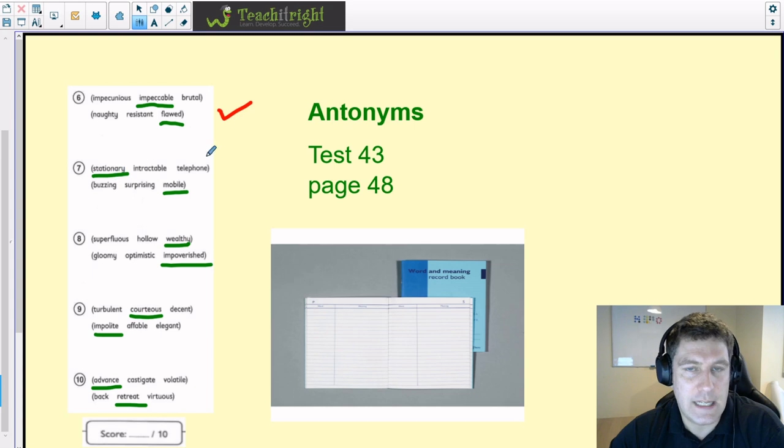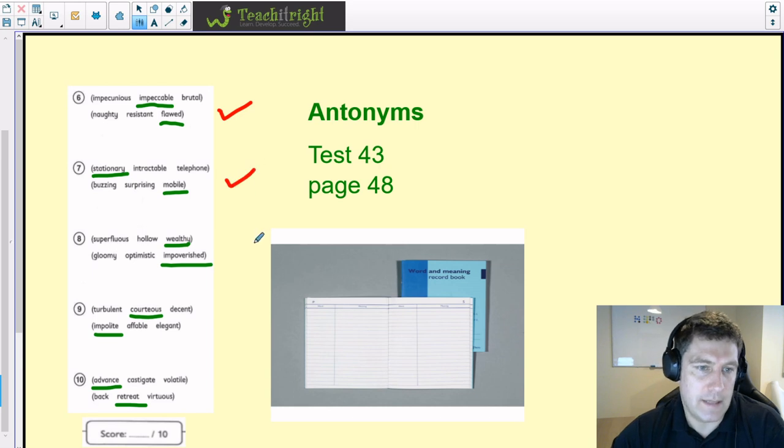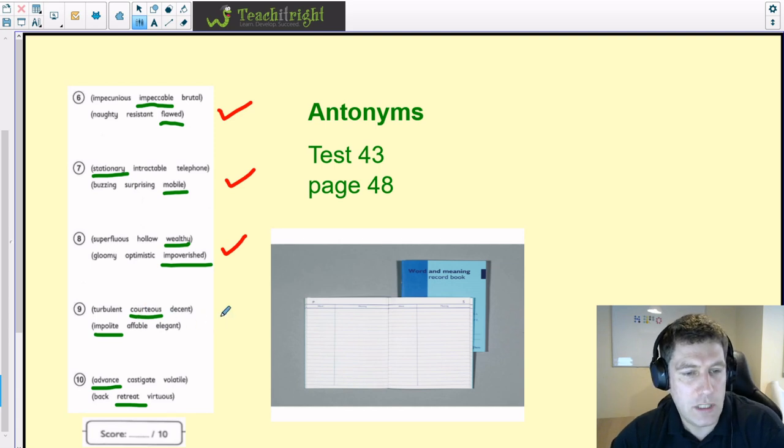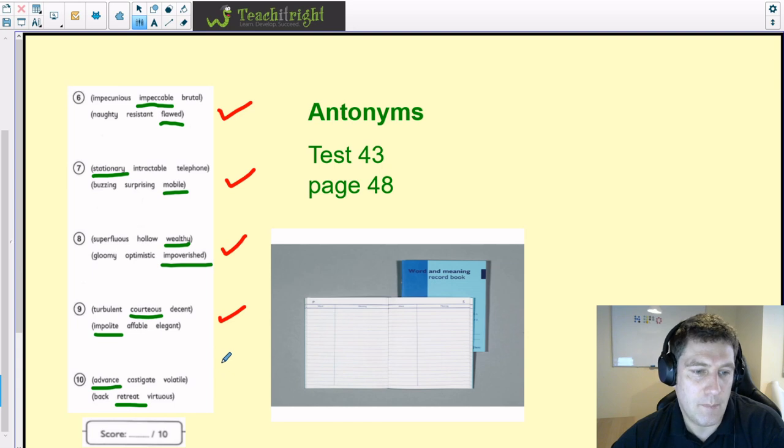Stationary. Don't be confused with stationery as in pen and pencil. That, of course, would need an E, E-R-Y, whereas this is A-R-Y. Stationary meaning to stay still. And then we've got mobile, to move around. So that would be the opposite there. Wealthy and impoverished. Impoverished meaning not having any money. Then we've got courteous and impolite. Courteous meaning to be polite. Obviously impolite, if we put im in front of it, it changes it to be the opposite. And then advance and retreat. Advance forward and then retreat back.